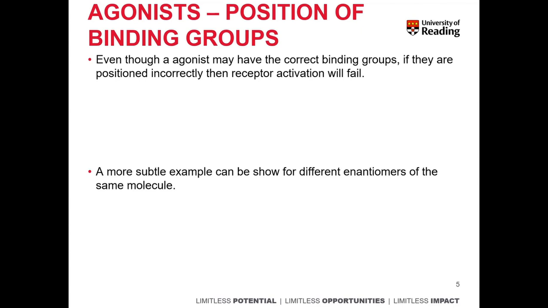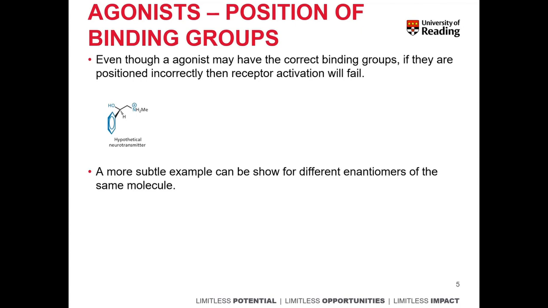And even if we design an agonist with the correct binding groups, if they are positioned incorrectly, then the receptor will fail to be activated. So this comes back to point 2 out of the 3 things we must consider when designing an agonist, that we must have the right groups in the right position and the molecule must be of the correct size.